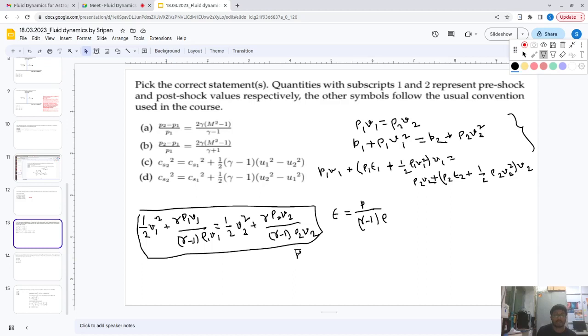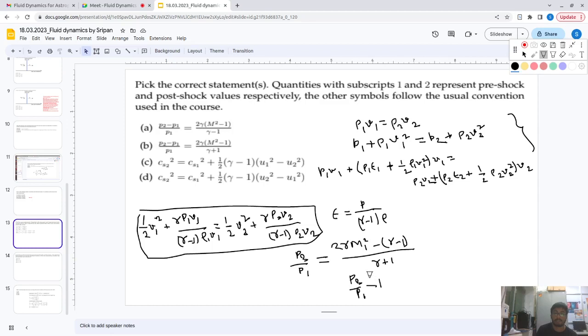Now if we know this equation, using some more algebra, you will go to the equation like p2 by p1 equals 2 gamma m1 square minus gamma minus 1, and then gamma plus 1. Okay, so if it is the case, then what the question is asking for, basically, is a minus 1 with this, right?